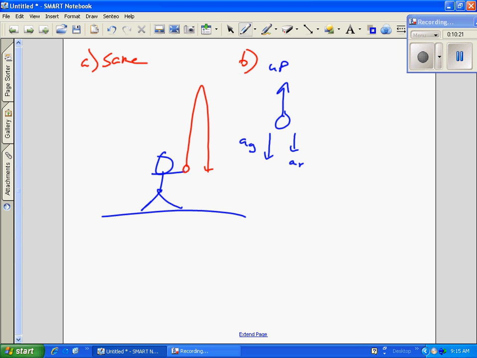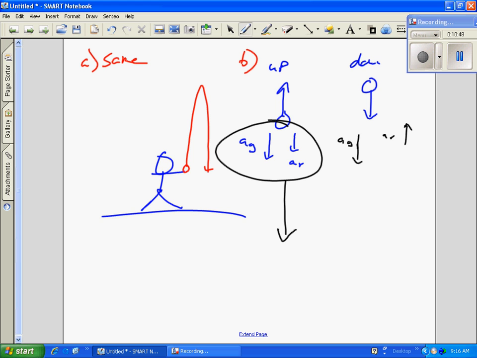Okay, now on the way down, the ball's going down, right? Which way is the gravity? Down again. Which way is the air resistance? It's up. If you add those vectors together, it's going to give you an overall acceleration of longer than minus 9.8, down. Whereas here it's going to be a little bit less, isn't it? It's going to be less.